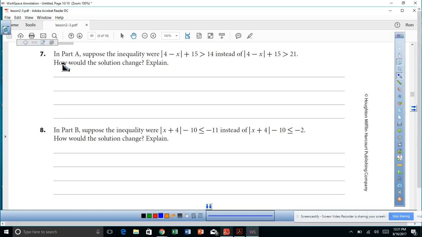Well, let's see. You've got the absolute value of 4 minus x, and if we subtract 15 from both sides, you get is greater than -1. At this point, you can stop solving because the absolute value of every number is greater than -1. So the solution would be all real numbers. Okay, so let's see, how do we write this?